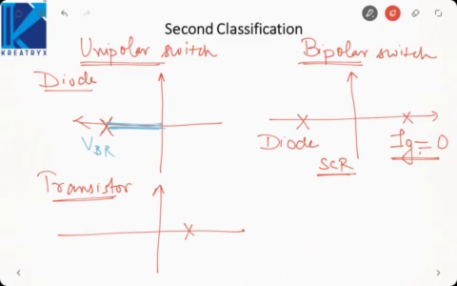Without the application of gate current, it won't turn on below this voltage. But as soon as you apply gate voltage, either you apply a voltage higher than this or you apply gate current, it will turn on. Okay. So that is the characteristic of the bipolar switch.